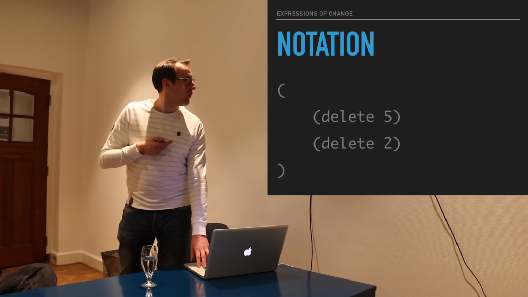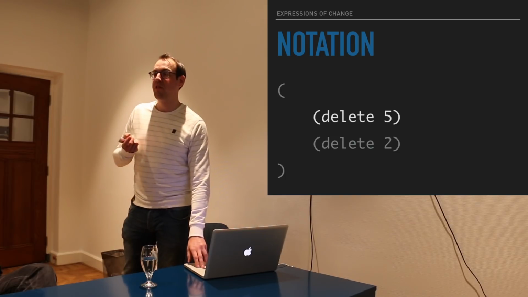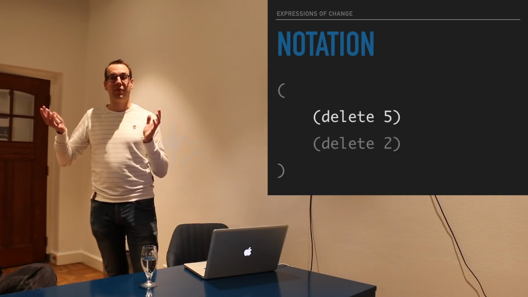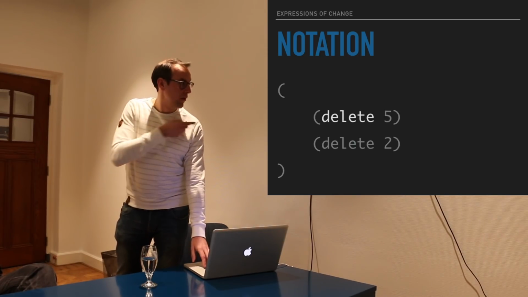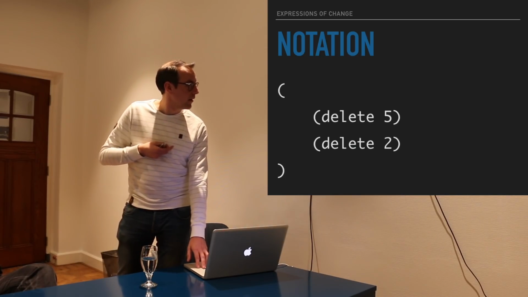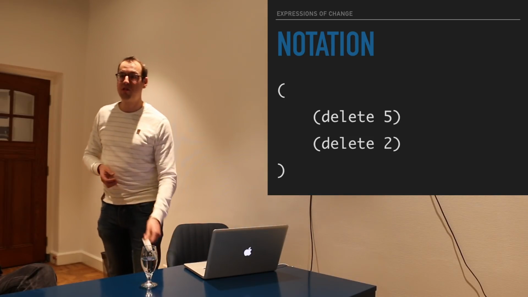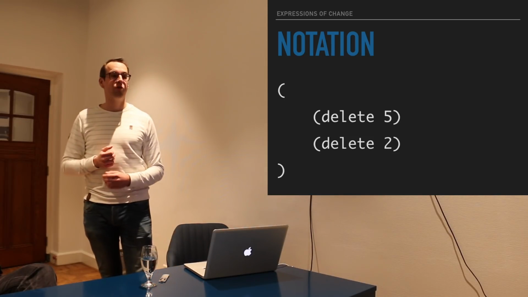So here is a bunch of modifications. This is the thing where we delete something at position 5 or something. And here we delete at position 5. And those things can also be put in a list, so you can do a bunch of them sequentially.